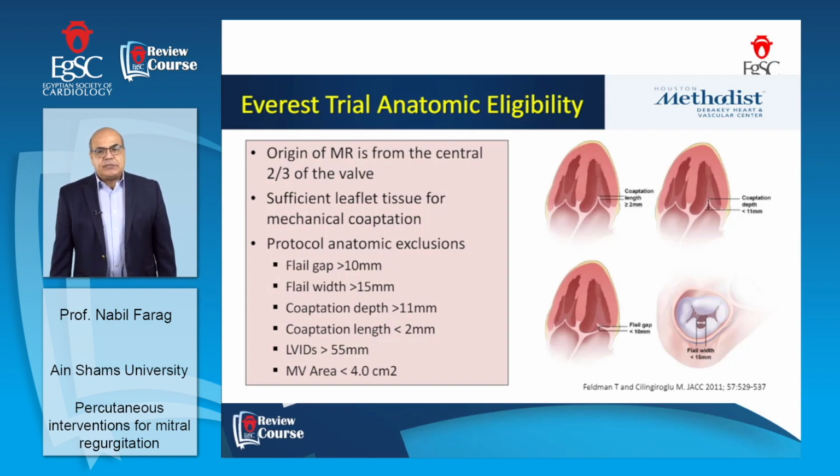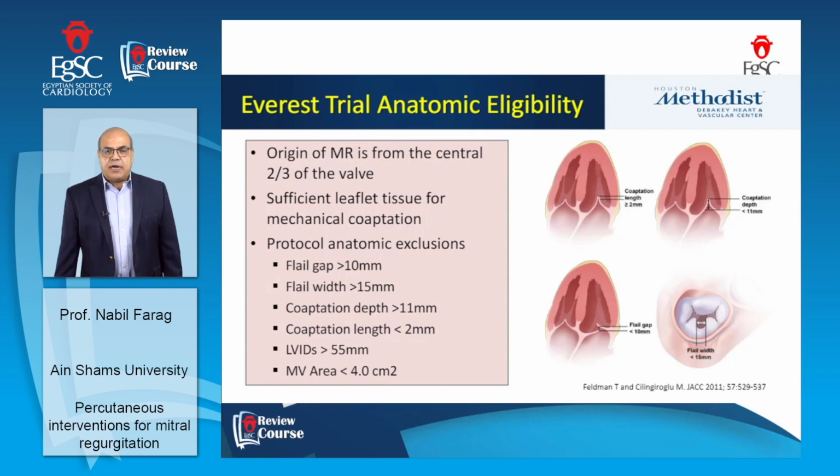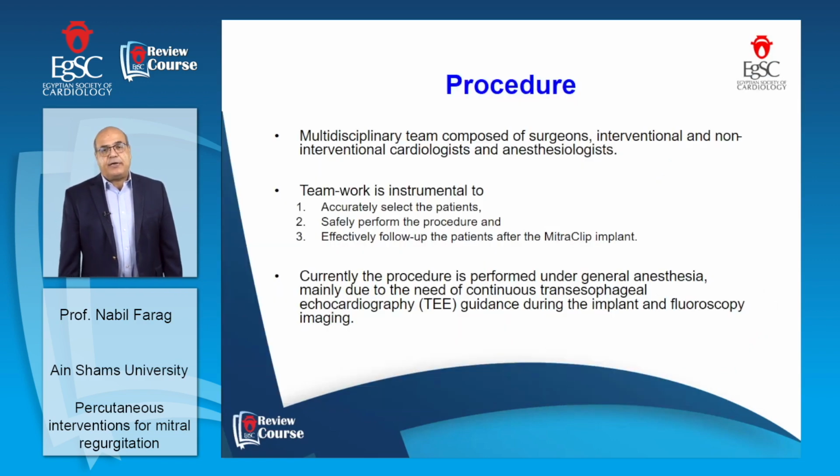And this figure shows us the different anatomical criteria as regard the coaptation length, the coaptation depth, the flail gap and flail width, as we described before. This is the main anatomical criteria based on the Everest trial.